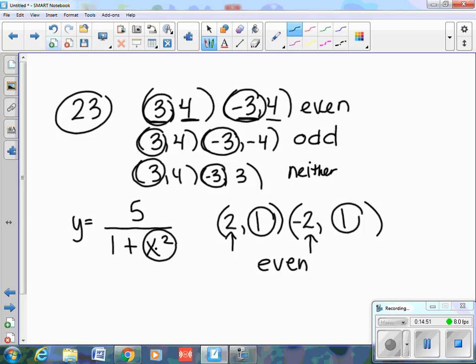Again, these two numbers are always opposite. You notice on all of them, they're always opposite. But what happens if you get the same for your y values? It's even. Opposites is odd. Totally different is neither.